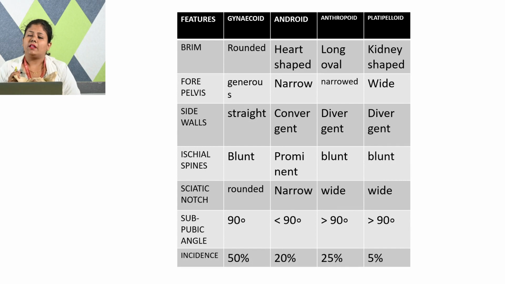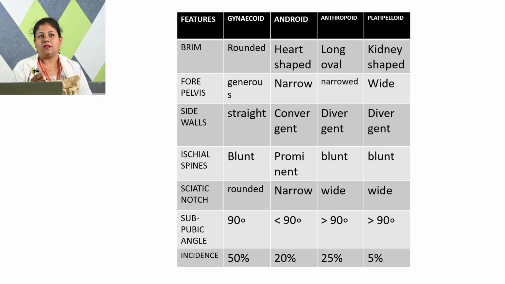Going forward, over here they have told regarding the features of the pelvises. Now in humans there are four types of pelvises. These are the gynecoid pelvis, android pelvis, anthropoid pelvis, and platypelloid pelvis. Now the female usually has a gynecoid pelvis, whereas the male has the android pelvis. So over here we can see the differences according to the types of the pelvises.